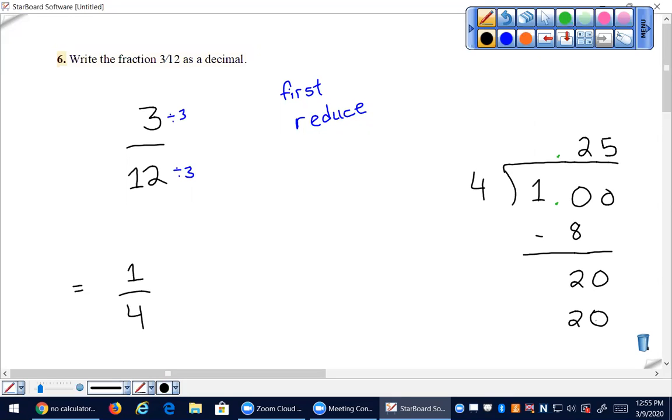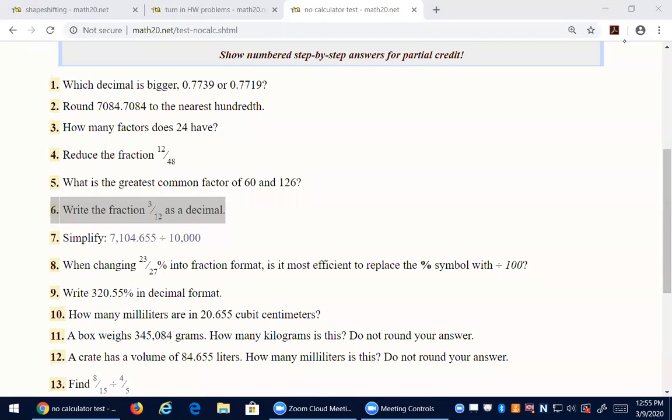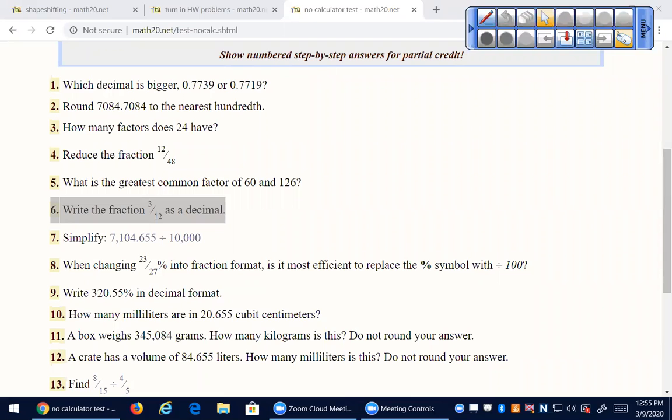Numbers. So I get 0.25. Hopefully you know a quarter is 0.25, but if you didn't, there's your process. Okay, should we do another one? Maybe one that's not as recognizable.